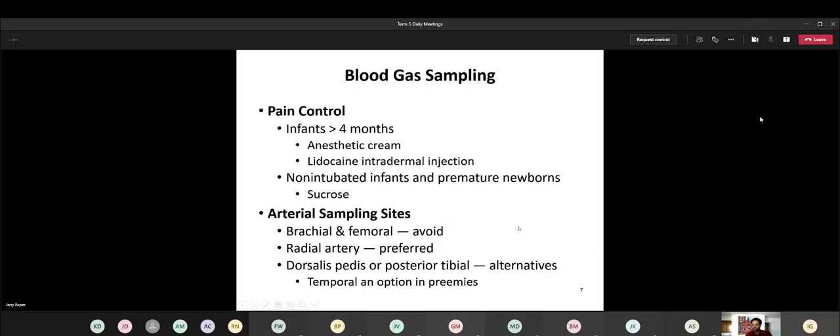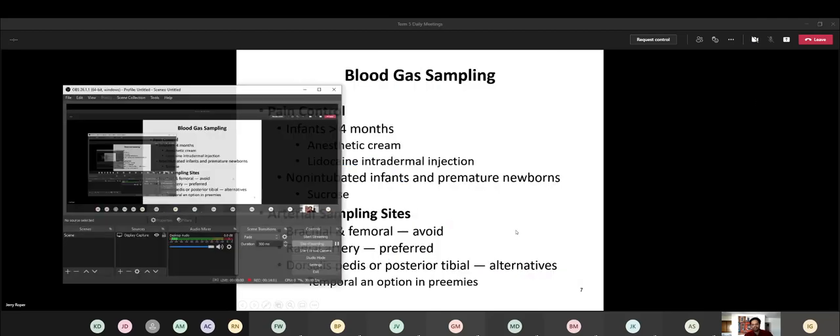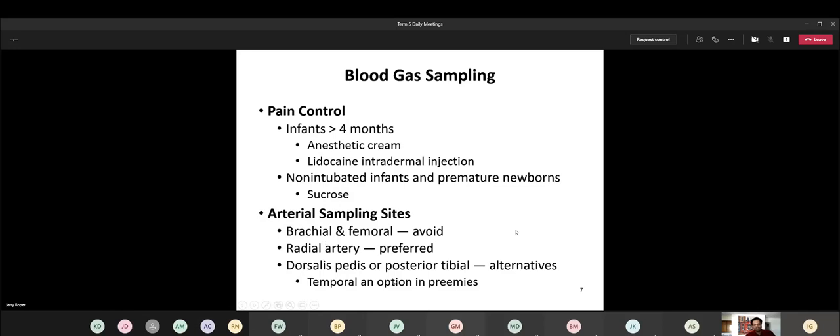Okay, and so now when it comes to babies, there's options that we have when we have to do an ABG puncture on a little one. You could use a numbing type of agent, like an anesthetic cream. I have never seen this being used ever, but it's an option that you could do. Or you could do just straight up lidocaine and inject it into the skin before you do your sample.